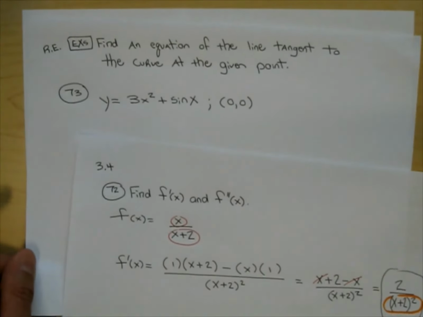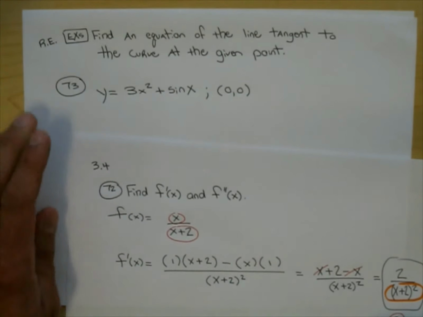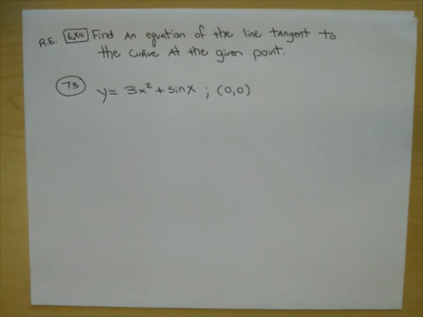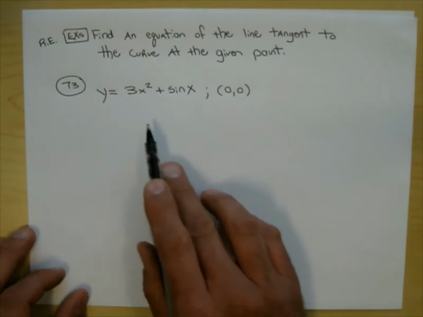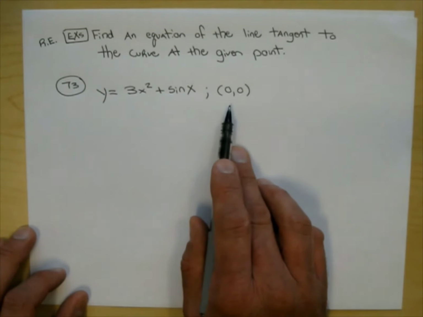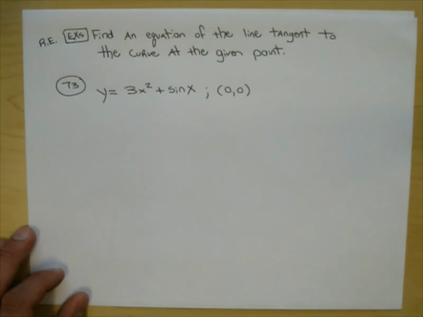Now this problem 73 is not from 3.4, it's from the review exercises. So this is one where you are finding the tangent line at a point. And so look what we have here. I'll do 2 problems like this, where you're finding tangent lines at the point. Go ahead, pause the video, see if you can do this problem.